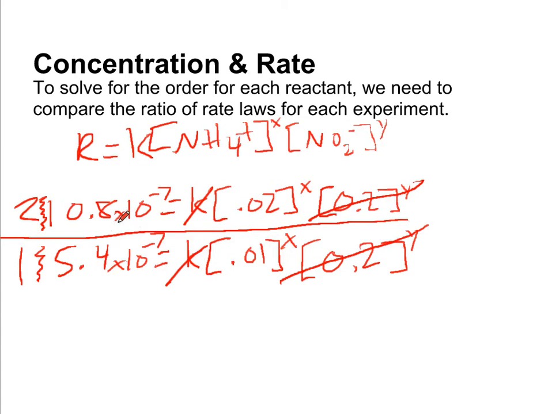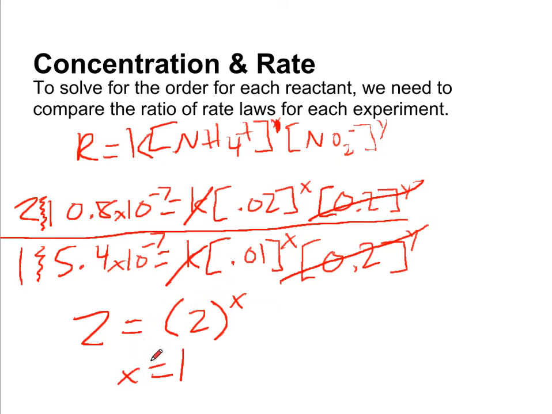So to simplify this, we'll just divide 10.8 times 10 to the negative 7th divided by 5.4 times 10 to the negative 7th. So we're going to end up with 2 is equal to, we'll simplify this into one term. 0.02 divided by 0.01 is 2. We'll leave our x. So now all we have to do is solve for x. Well, 2 to what power equals 2? X has to equal 1. So we would go back up here to the rate law and change this x to a 1. That means that ammonium is a first order reactant.